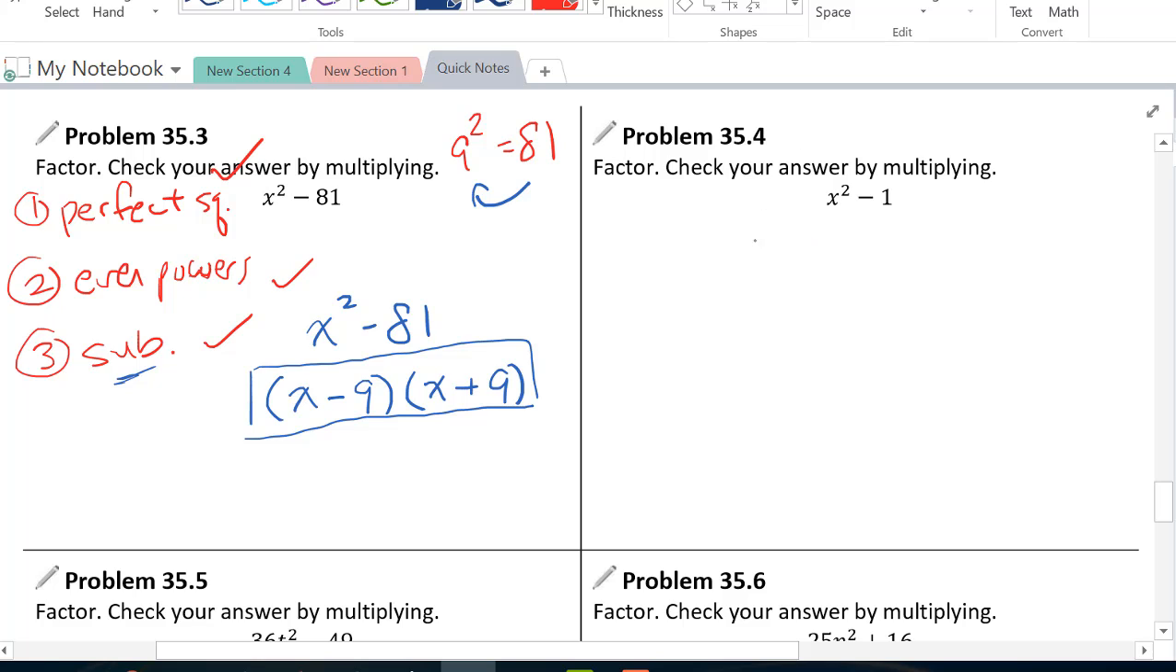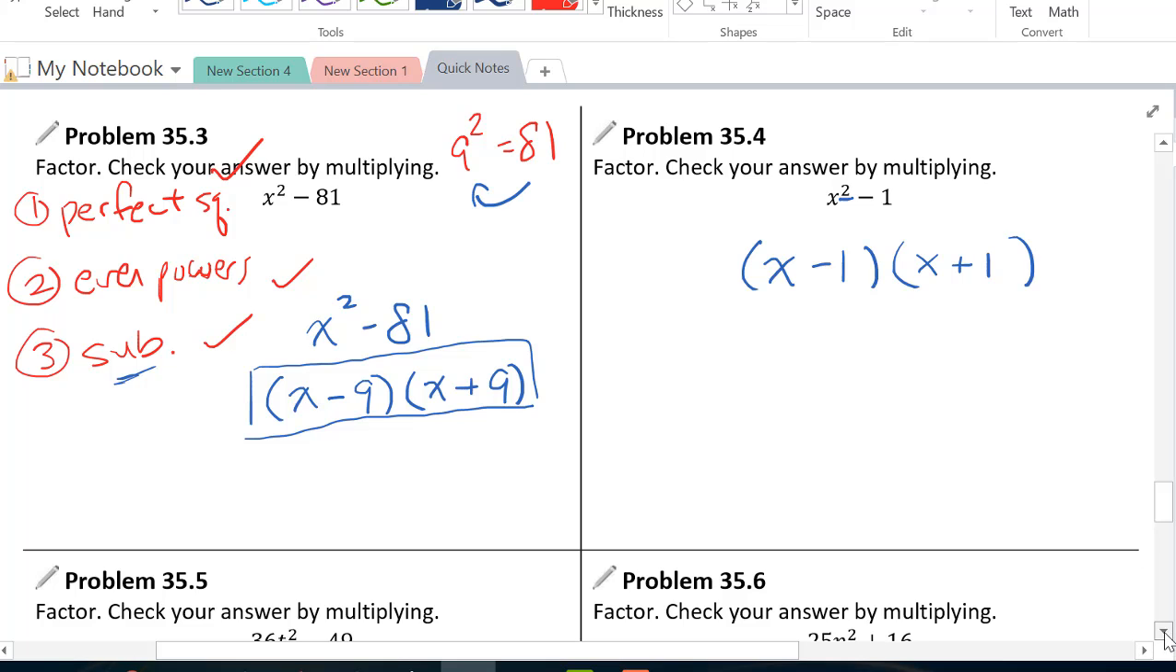So how does this one factor? It's going to be parentheses, parentheses. Divide the power by 2. You divide the 2 by 2, you get x to the 1 power. And then we take the square root of 1. What's the square root of 1? The square root of 1 is 1. So it's going to be x minus 1. The other one's going to be the same exact thing, but plus. So it's going to be x plus 1. Okay? Let's look at the next one.